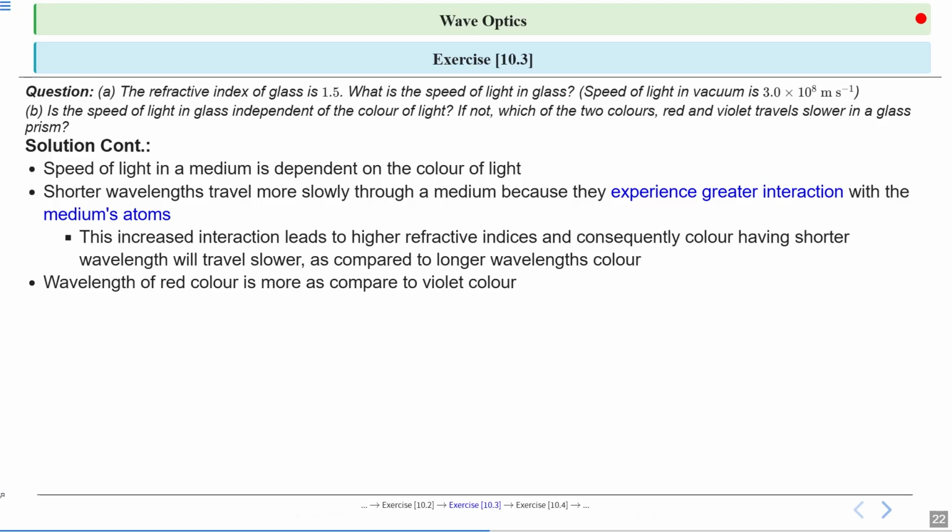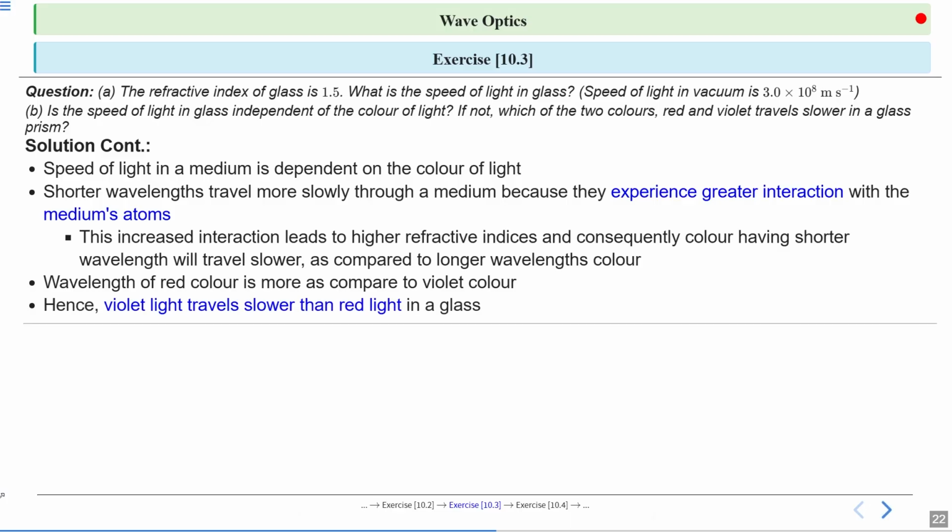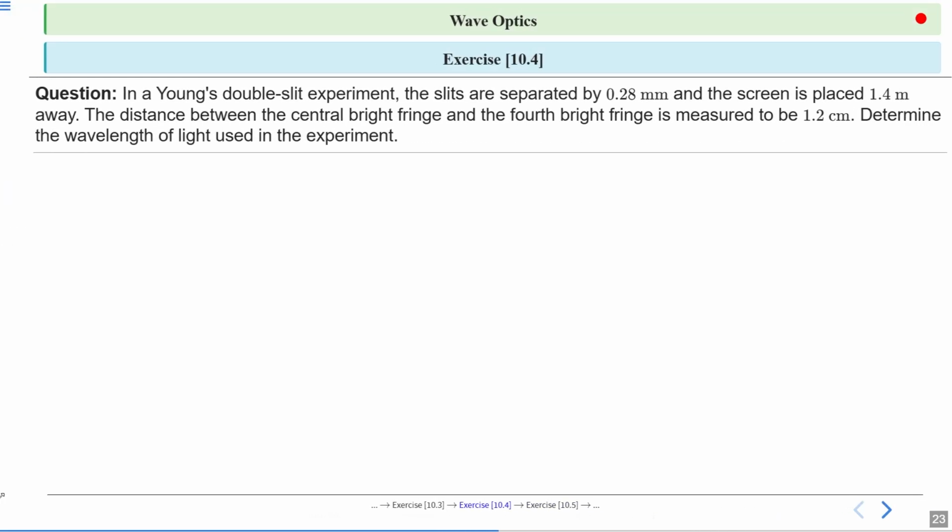Let's focus on the wavelengths of red and violet color. Red has a longer wavelength compared to violet light. The difference in wavelength is crucial because it determines how each color interacts with the medium. So finally, we conclude that violet light travels slower than red light in the glass. This is due to its shorter wavelength and greater interaction with the medium.